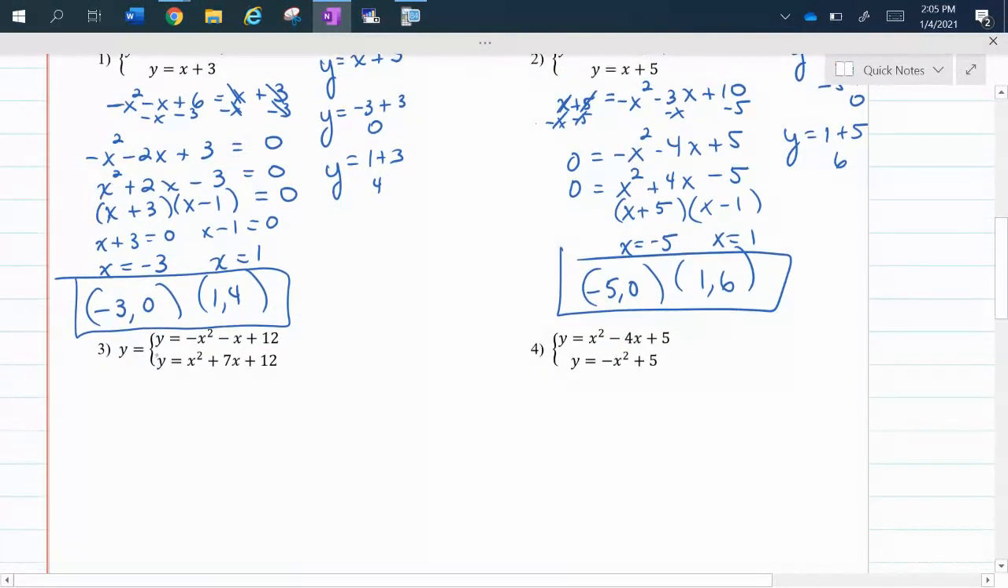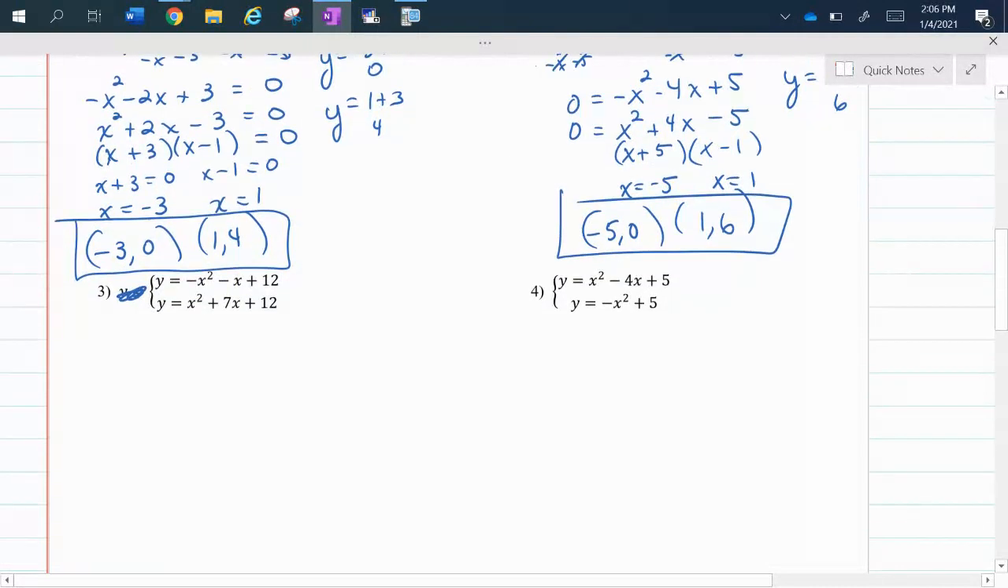All right, we've got a little typo here. This little thing is not supposed to be there. That first y equals part is not supposed to be there. So we have this system, notice. We've got two quadratic equations, and they're both equal to y.